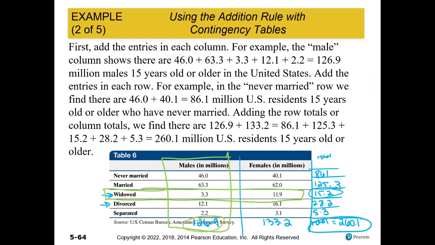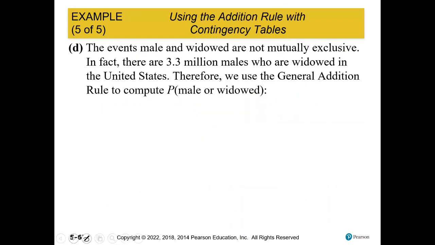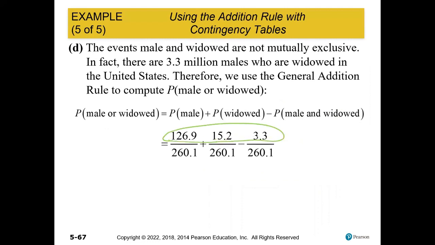I have 126.9 million males, 15.2 million widowed, and this 3.3 is counted twice. So I have to subtract the overlap. Probability of male plus probability of widowed minus the male widowers. So it was 126.9 million males, 15.2 million widowed, and 3.3 million males that were widowed. I'm just summing the first two and subtracting the 3.3 to get my numerator of 138.8. So the probability I would select a male or anyone who is widowed would be about 53.4%.